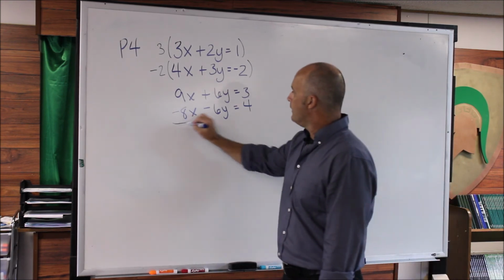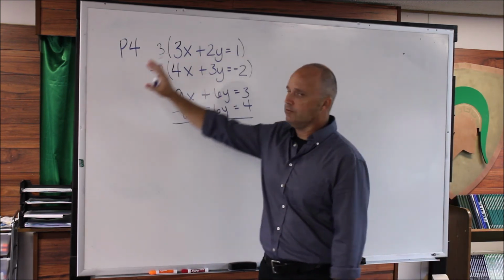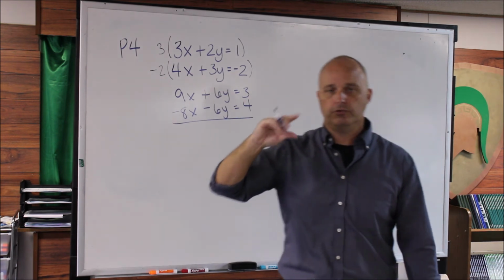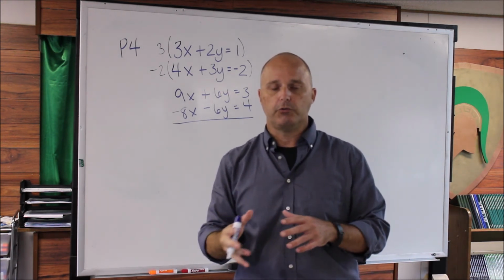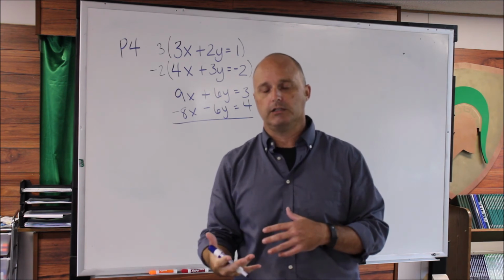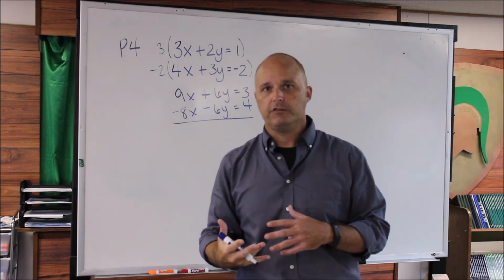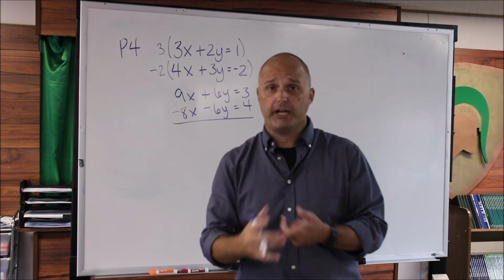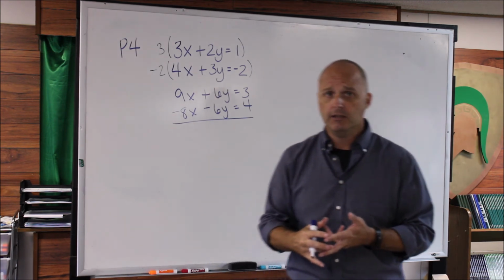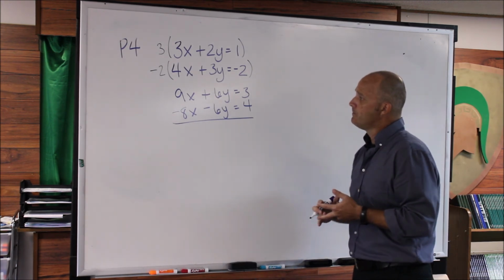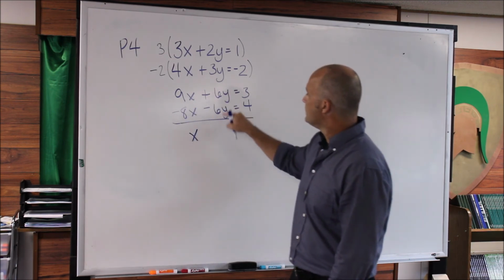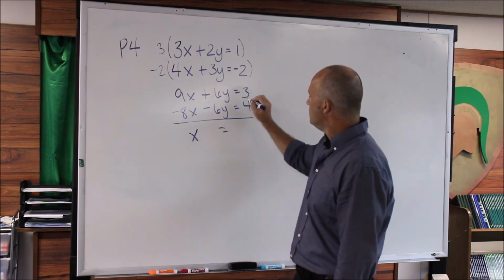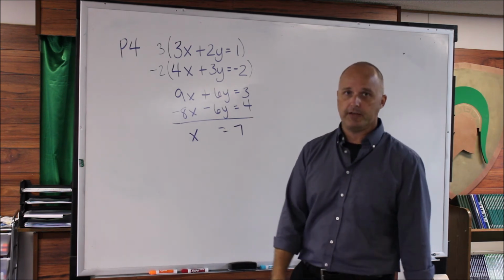Now again, I'm not going to strike out the original equations, because I want to be able to go back and take a look at those and use them for checking and for other parts of the solving process. 9x minus 8x is x. 6y and negative 6y cancel out. And you're left with 7, so x is equal to 7.